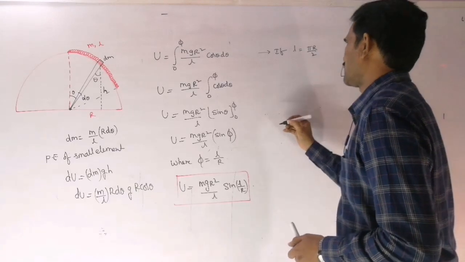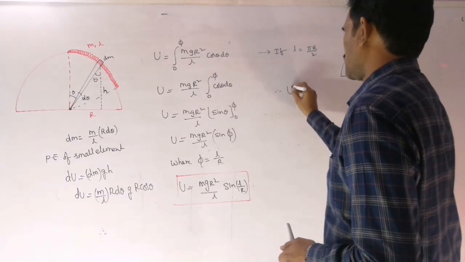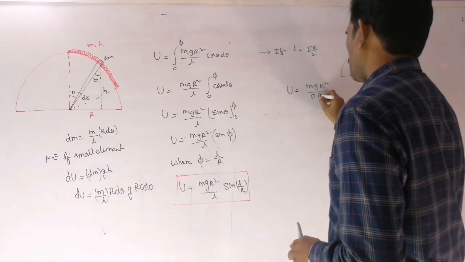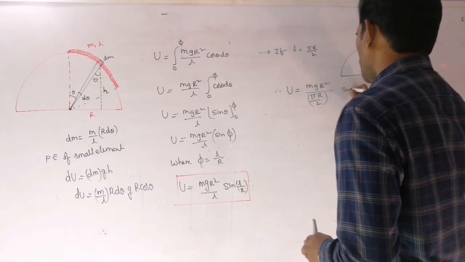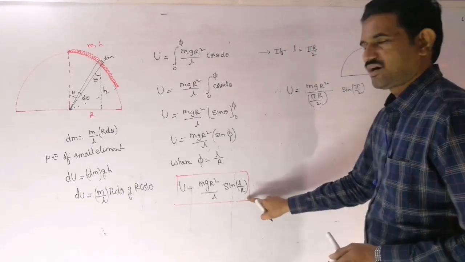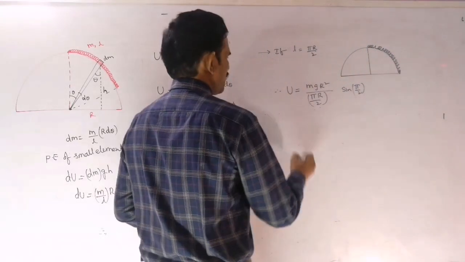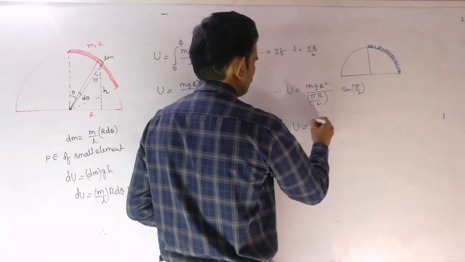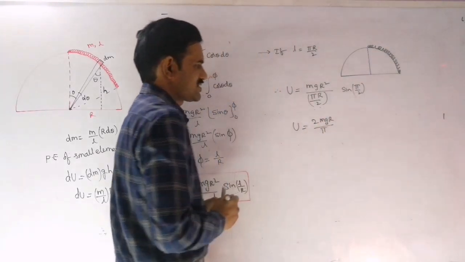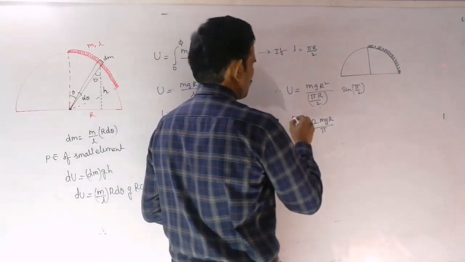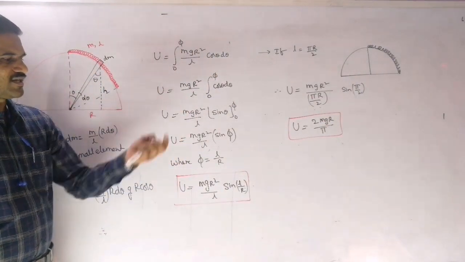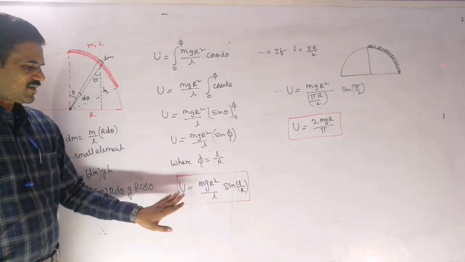Then the potential energy is mg r square by L, where L is pi r by 2, into sin of L by r, that is sin pi by 2. So the potential energy is 2 mg r by pi. That is the potential energy of the system in this case, when L is equal to pi r by 2.